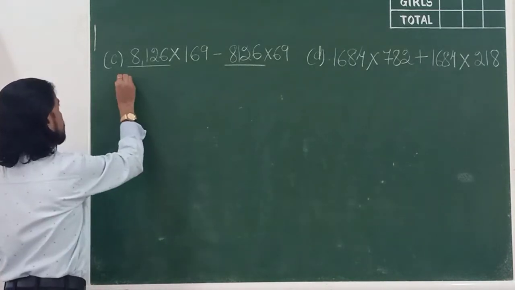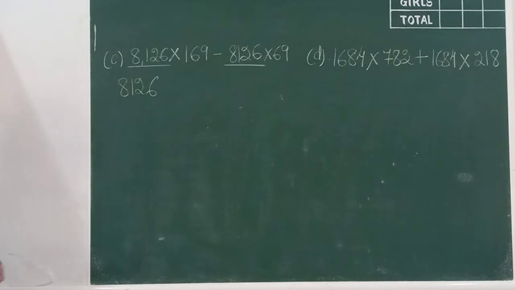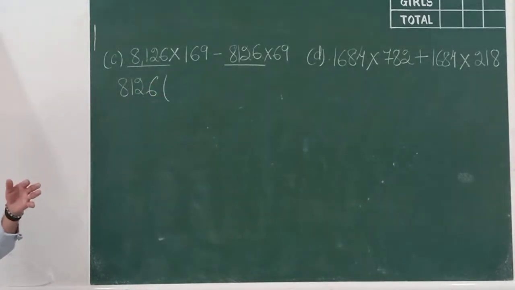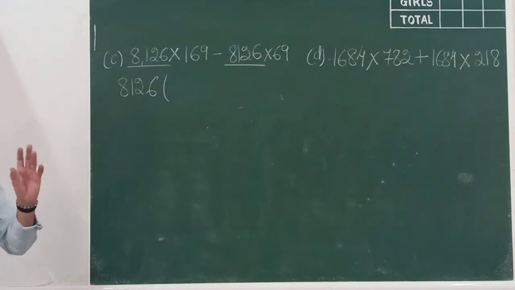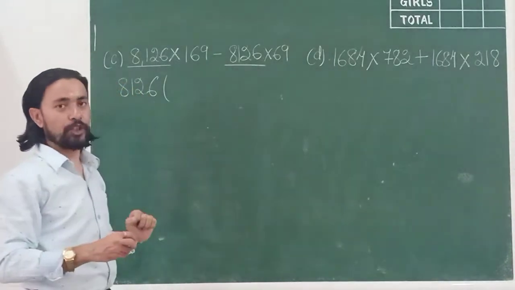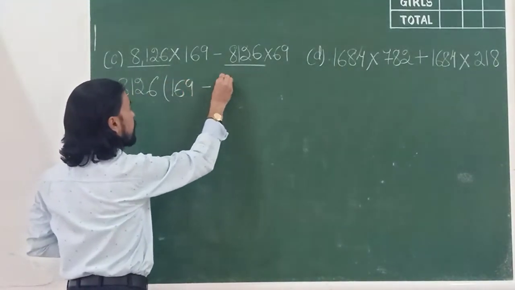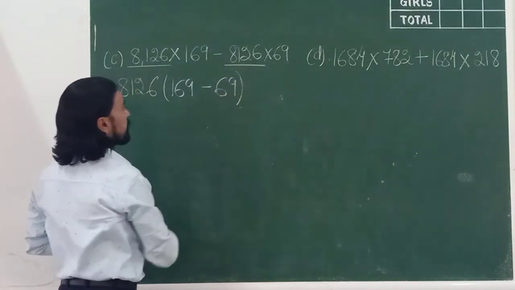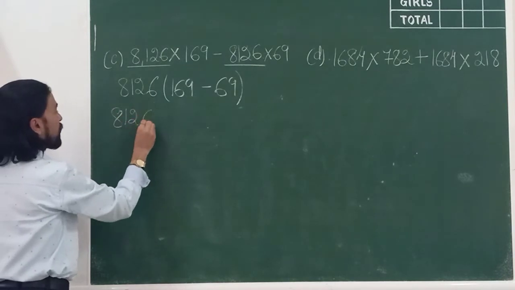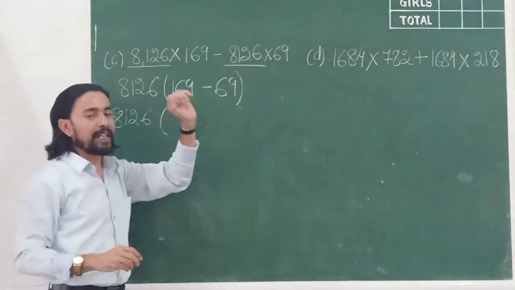So I take 8126 outside the bracket. Then I form a bracket and I take the remaining numbers and add them or subtract them according to the operation that is being given between them. Now here you see there is subtraction. So it will be 169 subtract 69. Next step, again 8126, 8126, open brackets, 169 minus 69.